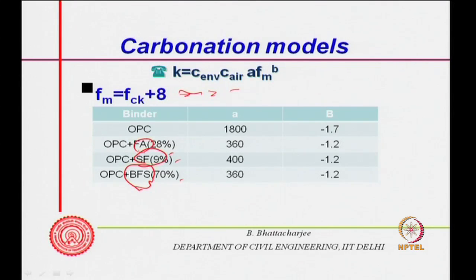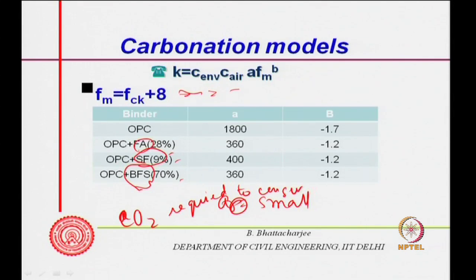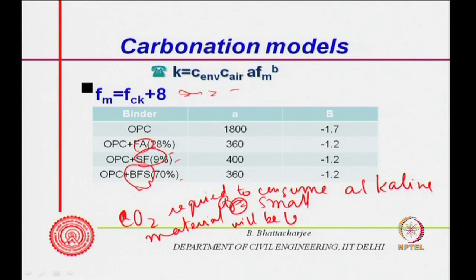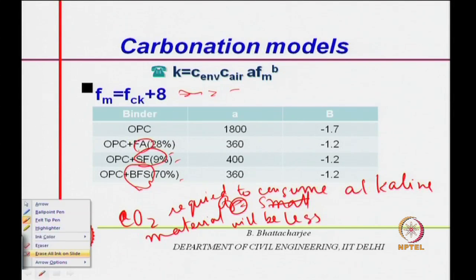Silica fume. So, less alkalines, A will be now smaller, smaller A in the previous equation. A stands for the alkaline material, or the carbon dioxide required to consume alkaline material, will be less. So, therefore, these values should come like it appears like this.